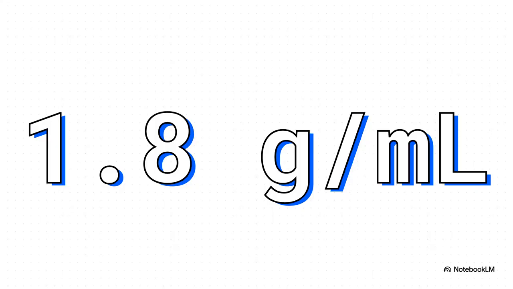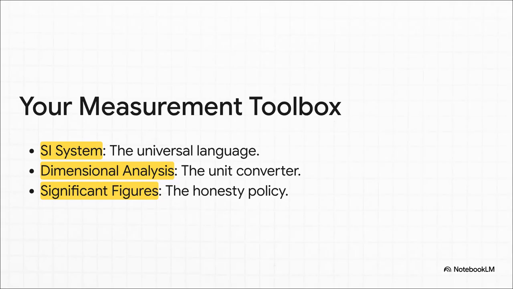So the very last step is to round our calculator's answer to match our least precise measurement. Since our blurry photo, the mass of 32, had 2 significant figures, our final answer must also be rounded to 2 significant figures. And that makes the correct, honest answer 1.8 grams per milliliter. See how that works?